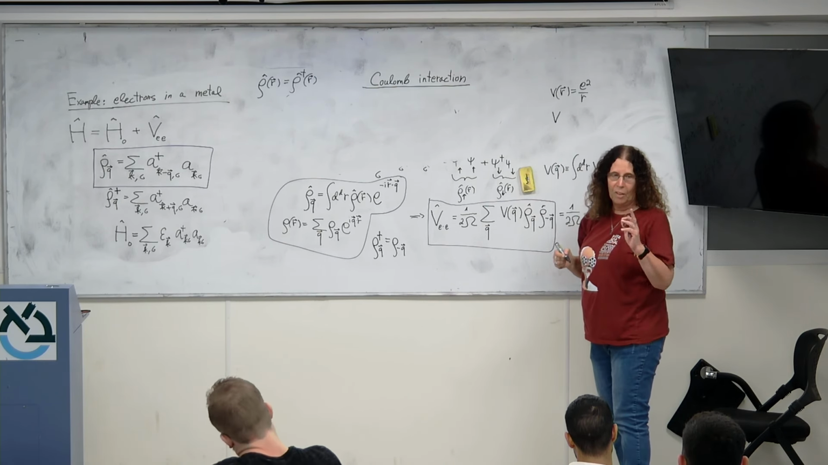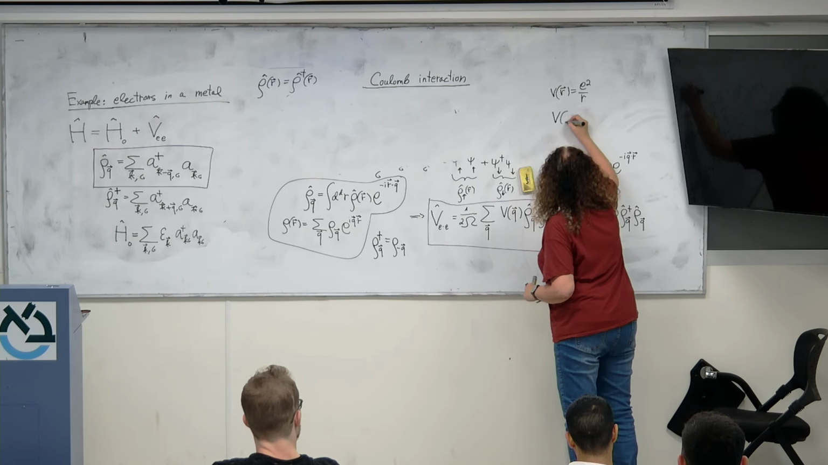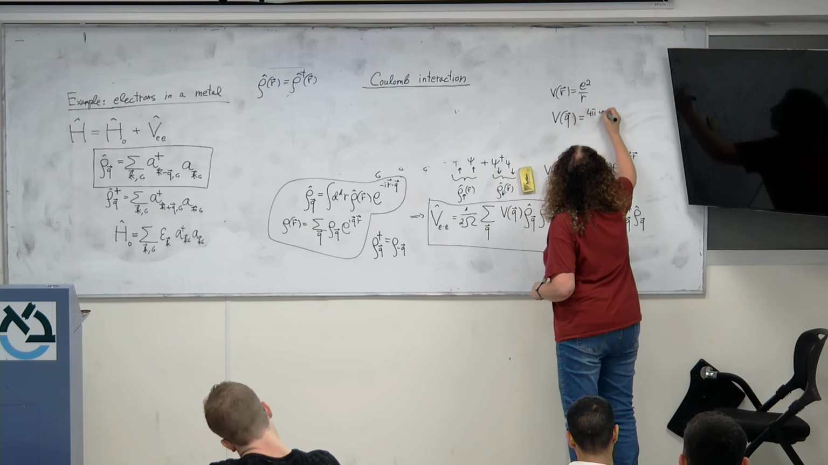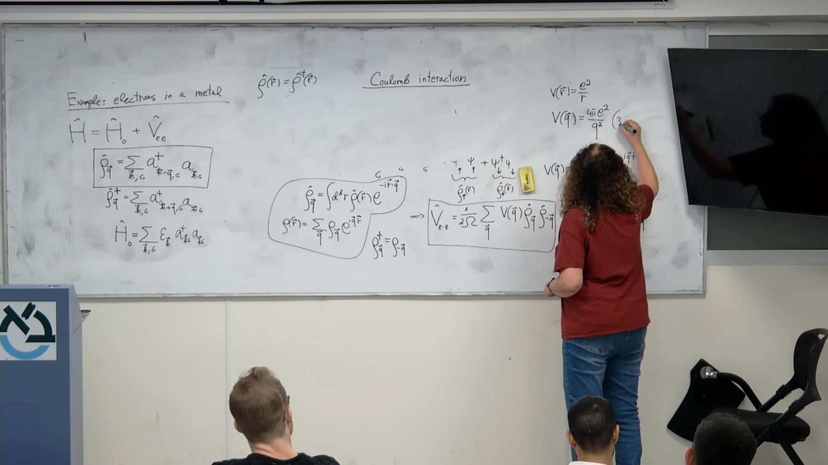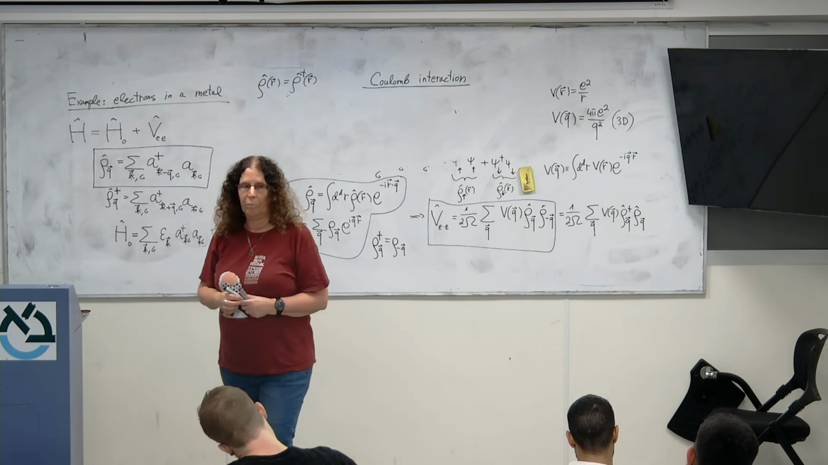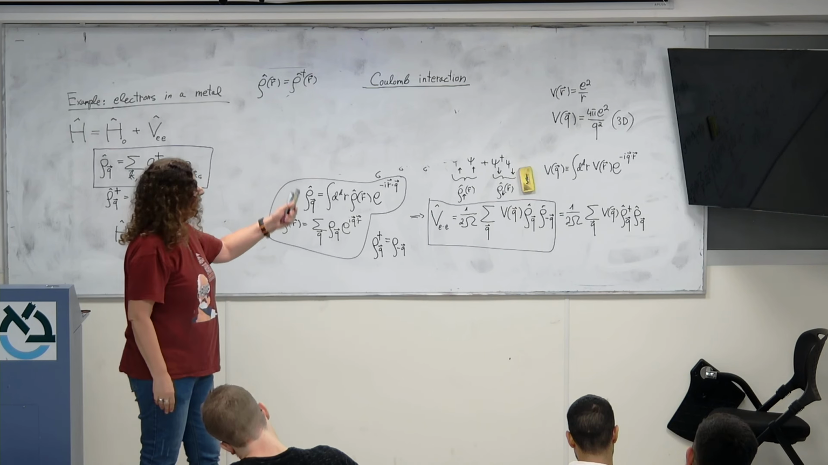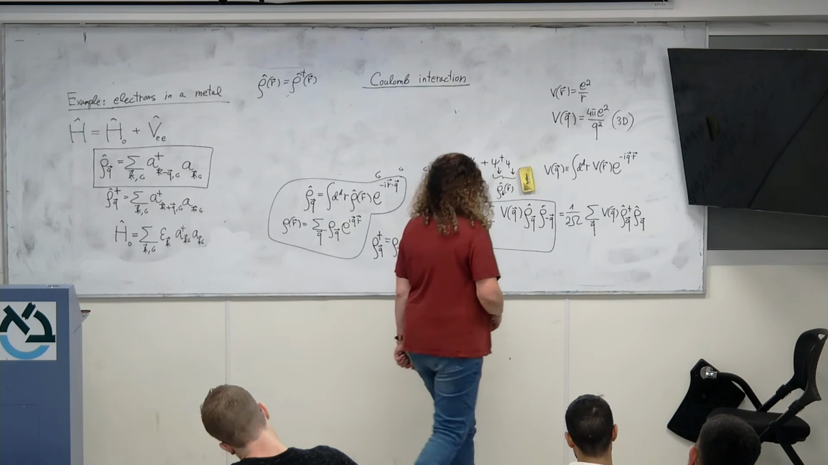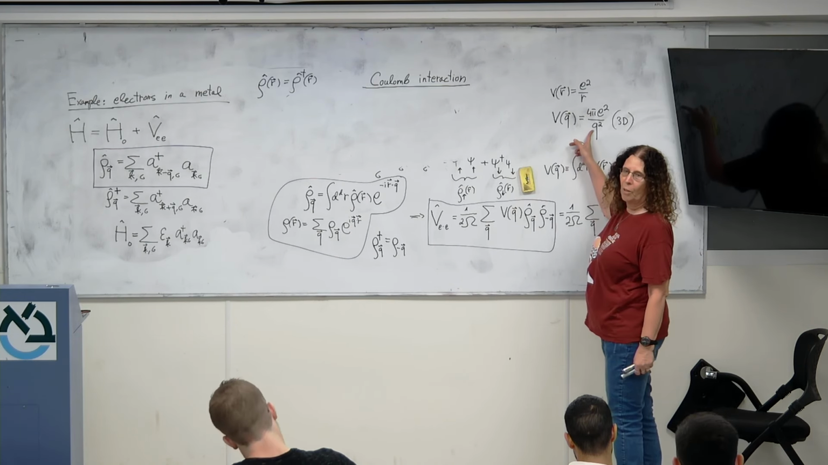First of all, it depends on the dimensionality, but in 3 dimensions, V of Q is 4 pi E squared over Q. This is for 3D. Okay? I don't know if you've seen it, but this can be analytically calculated. Okay, and I want you to notice that it has a singularity at Q equals 0.